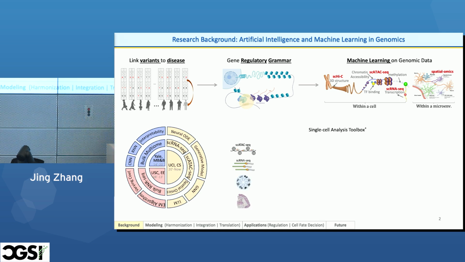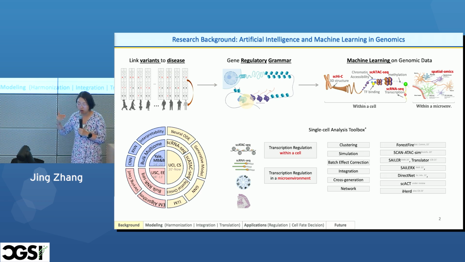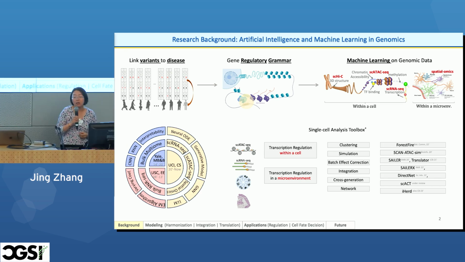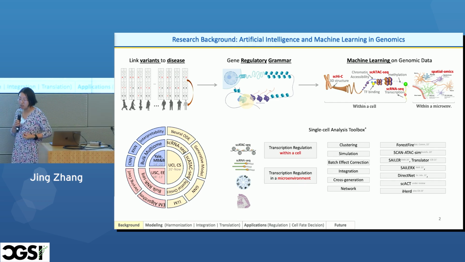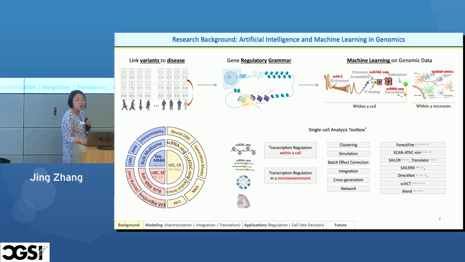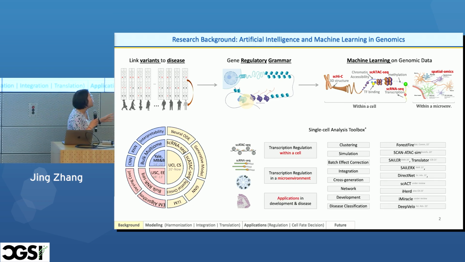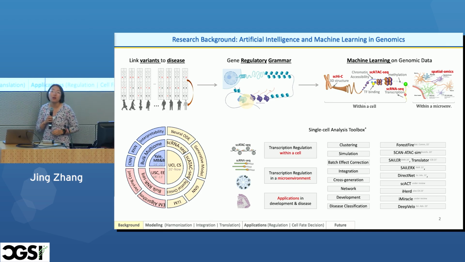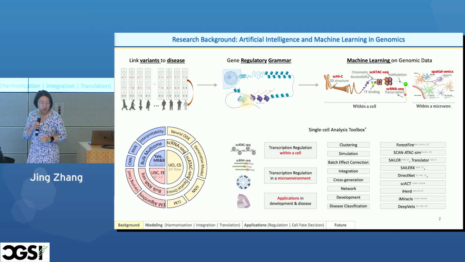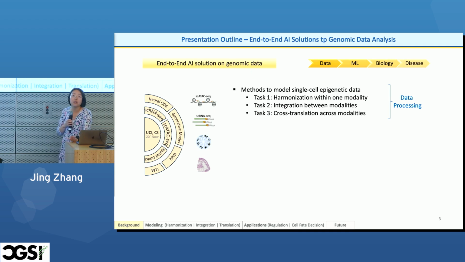We have been trying to provide a single-cell analysis toolbox to cover key regions of single-cell epigenome data processing. It ranges from basic data analysis algorithms, for instance, clustering, simulation, batch effect correction, integration, and some network construction, to the very phenotype level, and we try to apply those methods in the context of different diseases. We have developed different tools, but today, due to time limit, we are going to focus on several tools.